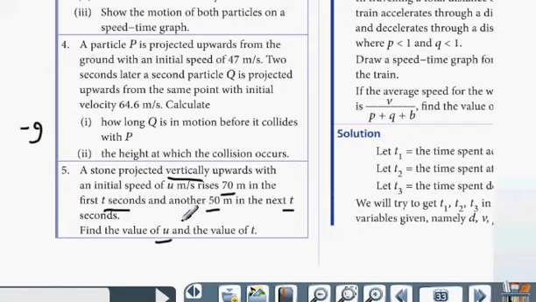I'm just going to draw a quick picture. So it starts off with u, goes upwards, and the first 70 meters it travels in t seconds, and then it travels another 50. That's what's expected, isn't it? Because the stone is getting slower. The longer it goes for, the slower it gets, so it covers less distance in the same time. Find the value of u and the value of t. Okay, so that's grand. Let's do this.